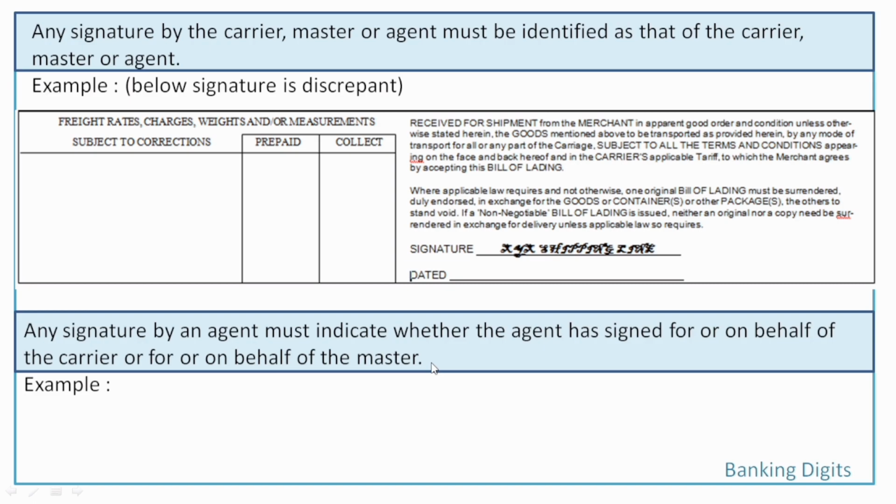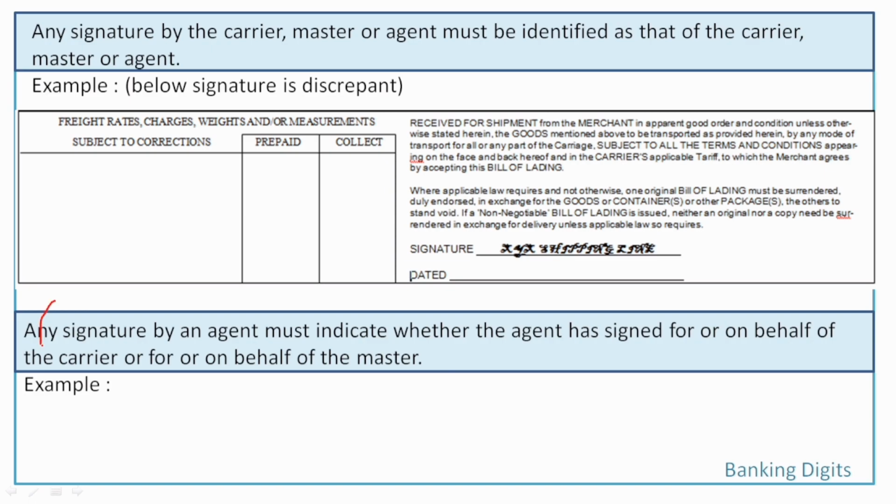In this episode, we are going to discuss UCP600 Article 19 remaining clauses. Please don't forget to watch part 1 video of this article before watching this video. Part 1 video link is available in the description box. In previous video, we have covered till this clause.